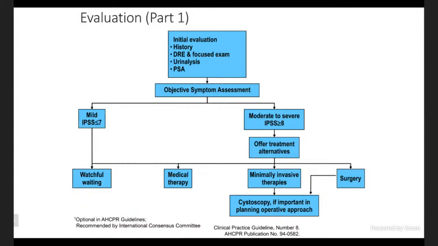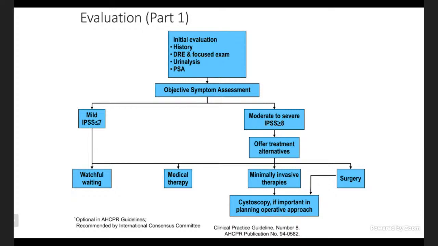In continuation to the evaluation of this patient, as I already told you, in the initial evaluation we have to take the history, do a digital rectal examination, focused neurological examination, urine analysis, PSA testing, and then classify the patient according to the symptoms, that is IPSS, as mild, moderate or severe. Mild is when the patient has an IPSS score of less than 7. Most of these patients with mild disease do not require much treatment. But if they develop any worsening of symptoms, we can always start them on medical treatment.